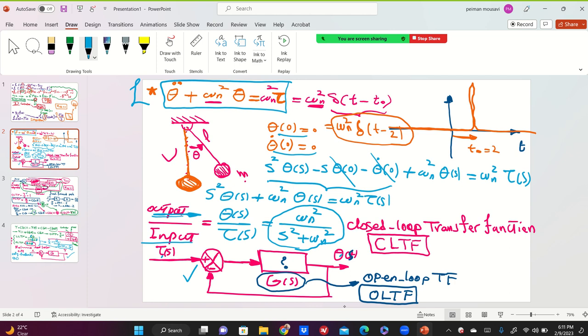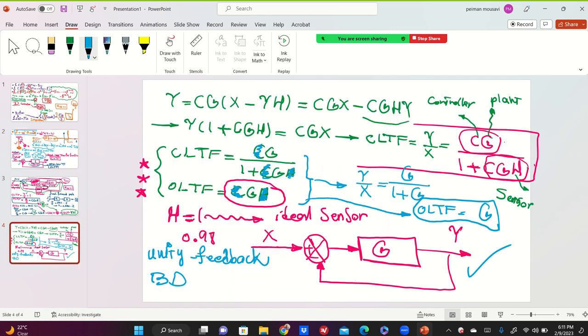So to find it, to put it here, you have to first find G. From where? From here. Bingo. Understood? Yes? I'm going to do that for you. If you are done, I'm going to go to the next page and find the G, the open loop transfer function.